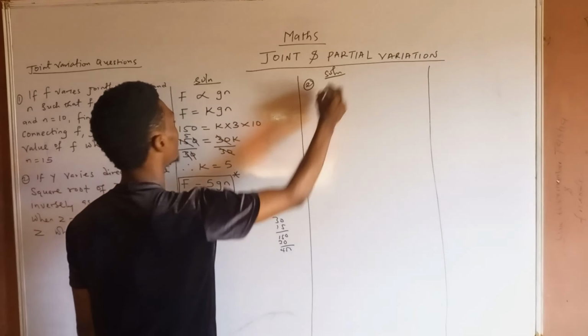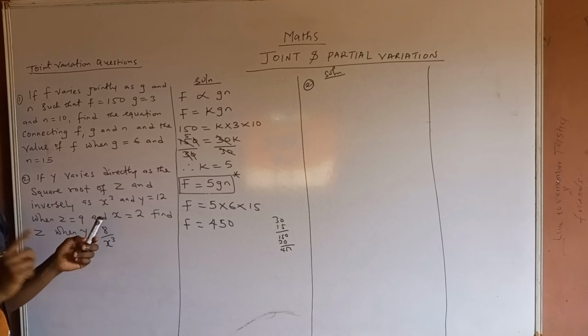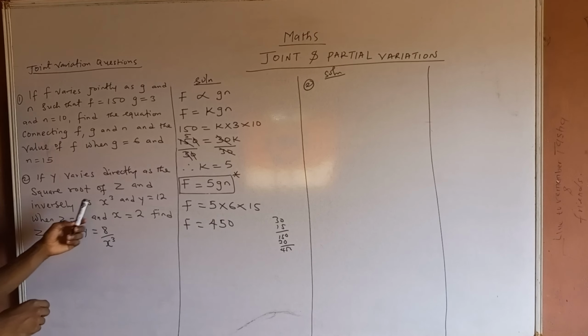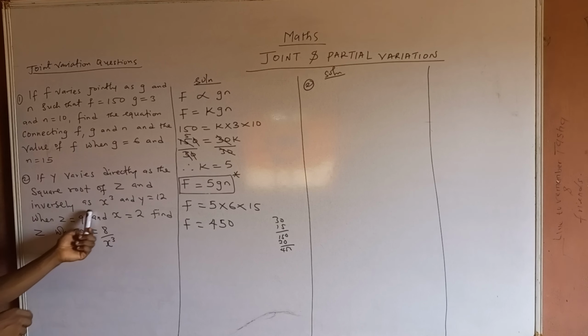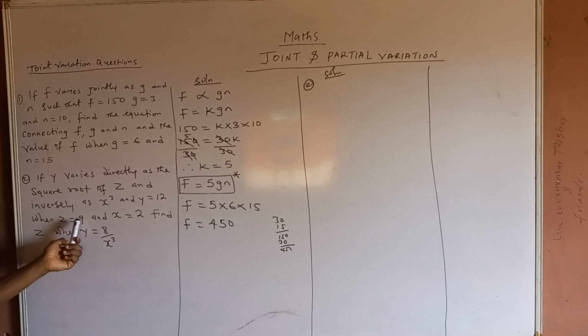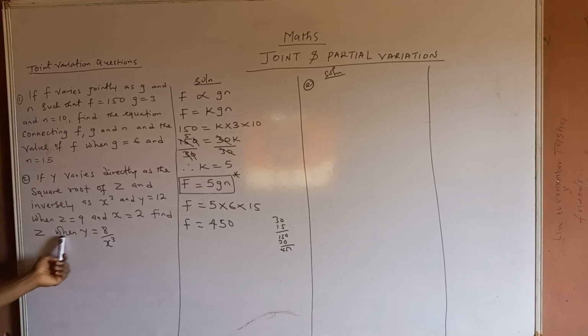Solution to question 2 now. If y varies directly as the square root of z, in my previous video, I told you guys that there is a difference between square and square root. So you can refer back to our first video on direct and inverse variation for that. And inversely as x cubed, and y equal to 12 when z equal to 9 and x equal to 2. Find z when y equal to 8 over x cubed.